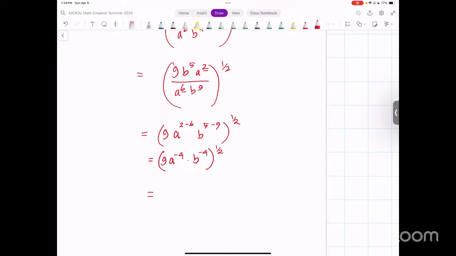Okay, now we're going to multiply it by the 1/2. Do not forget that 9 has an exponent, 1 is hidden. So 9 to the power of 1 times 1/2, a to the power of -4 times 1/2, b to the power of -4 times 1/2.